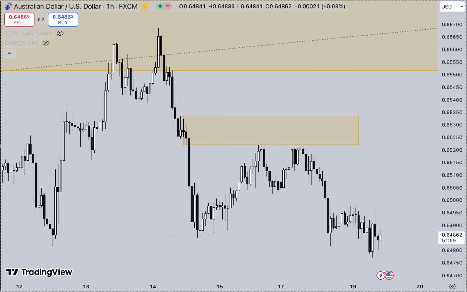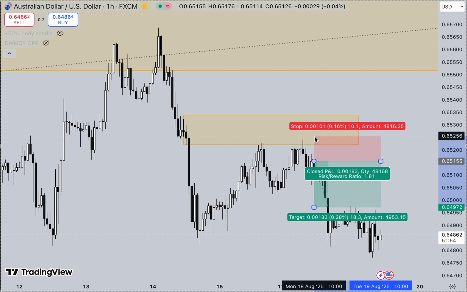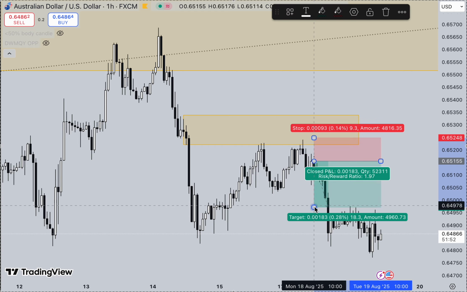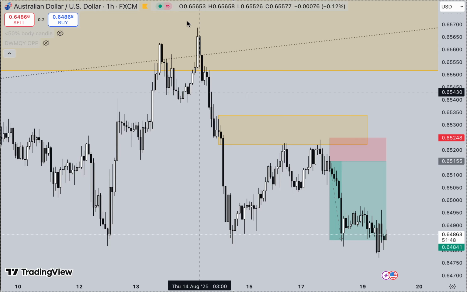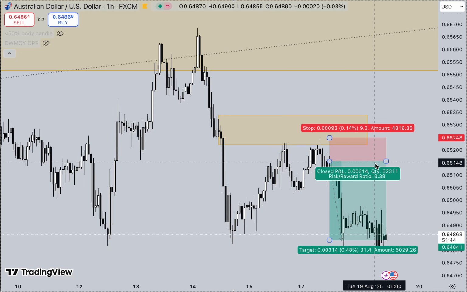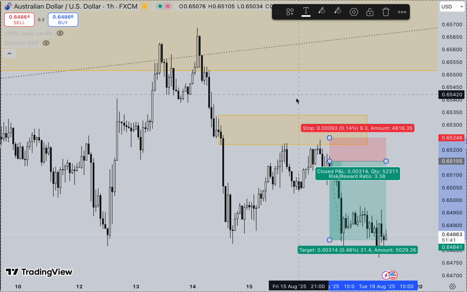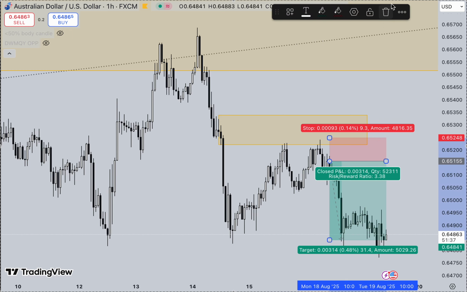You could have entered on this, and then put your stop above this high for a 1 to 3. We're giving you a continuation of this trade from here. So just beautiful price action overall. Okay, when did this happen? Yesterday on Monday. Such a beautiful trade.